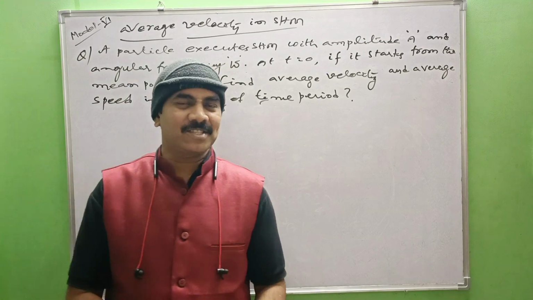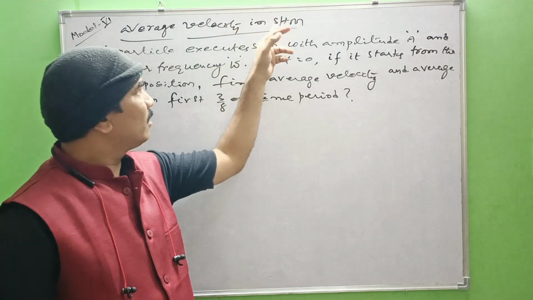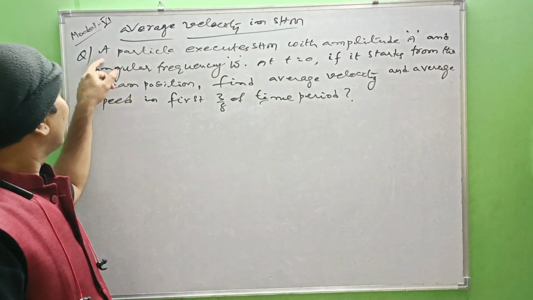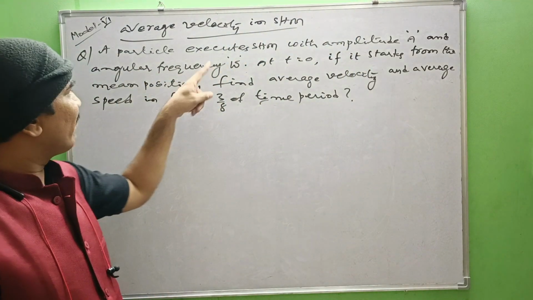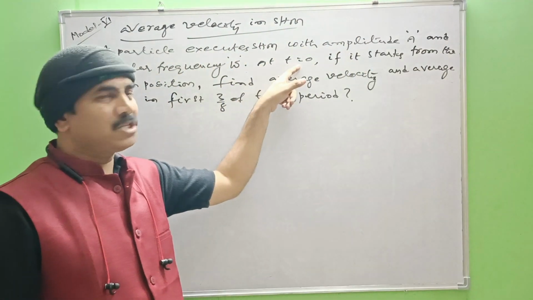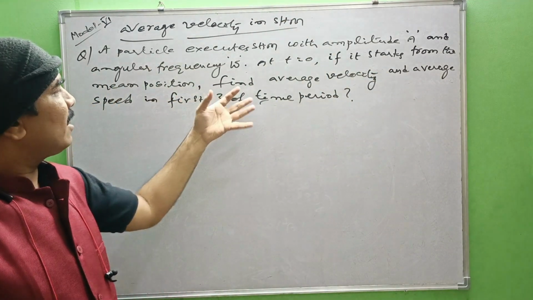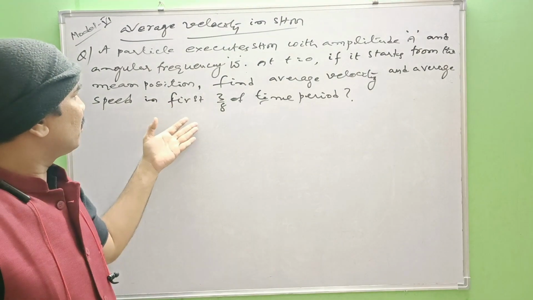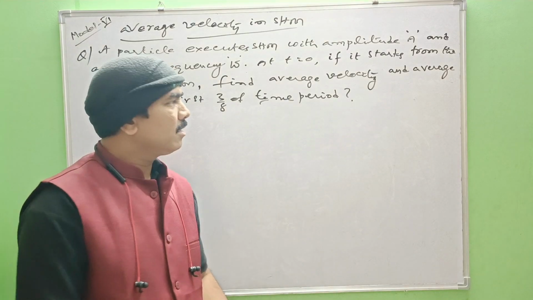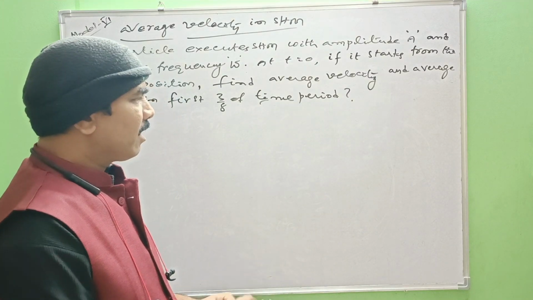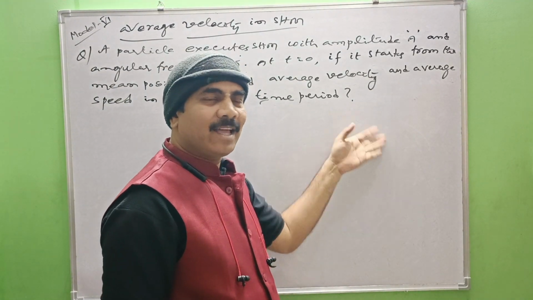Now model number 6. In this question, to find average velocity and average speed in SHM. Suppose a particle executes SHM with amplitude A and angular frequency omega, right? At t equal to 0, that is at initial instant, if it starts from the mean position, find average velocity and average speed in first 3 by 8th of time period, right? So the motion of the particle can be taken as uniform circular motion so that its projection is in SHM like this.